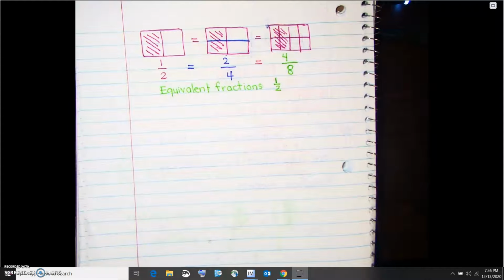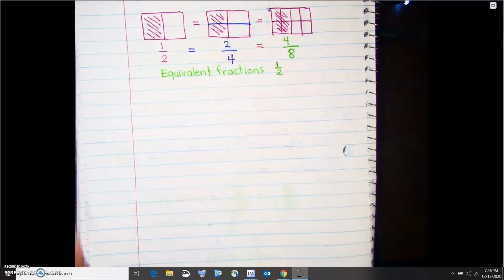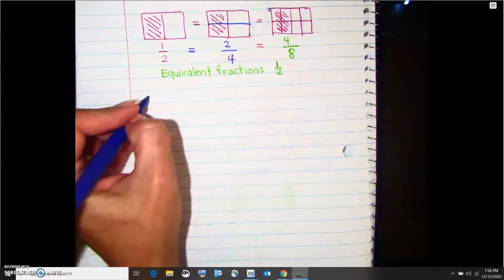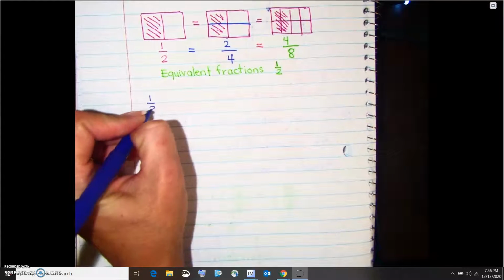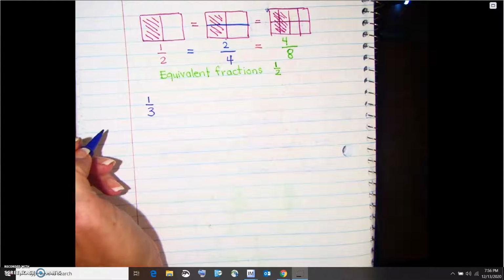Now drawing pictures can get a little tricky, especially if our parts are an odd number. So let me show you the multiplication way of finding equivalent fractions. We're going to go ahead and take 1/3 this time. Now when we're going to use multiplication for this, I want to remind you of something you learned from 3rd grade.